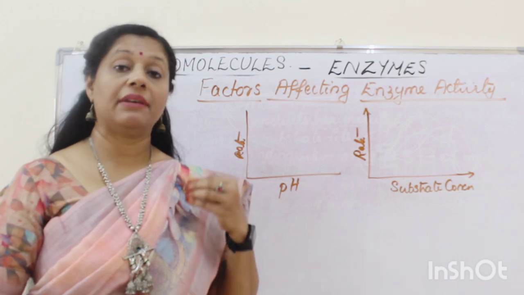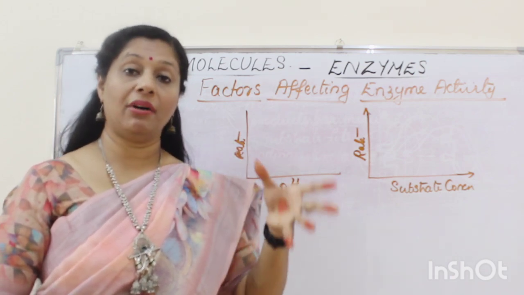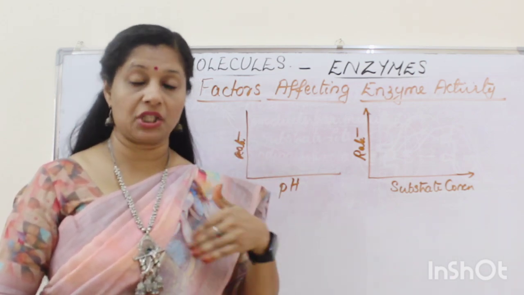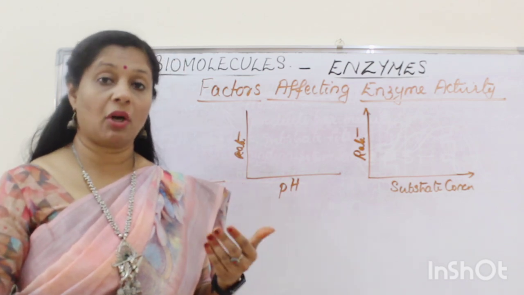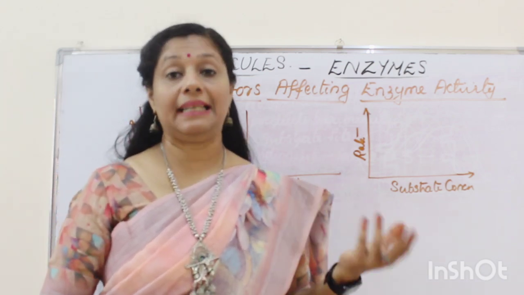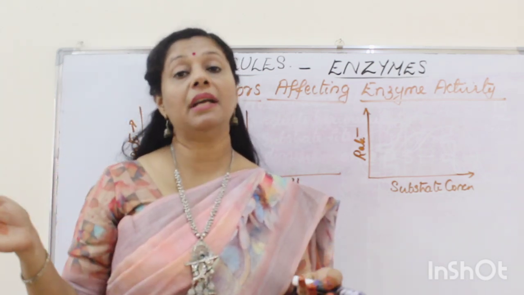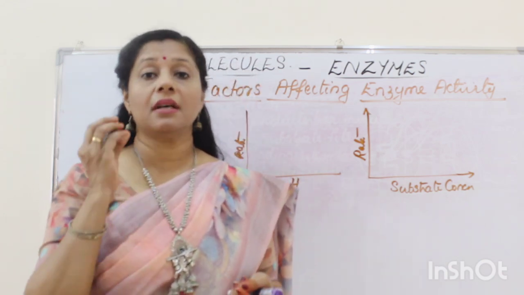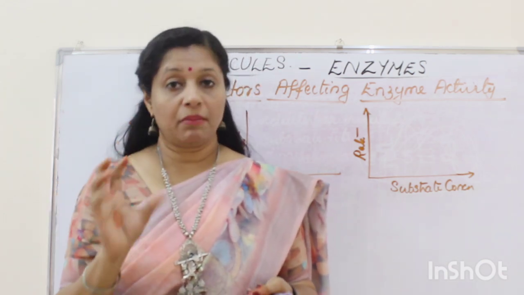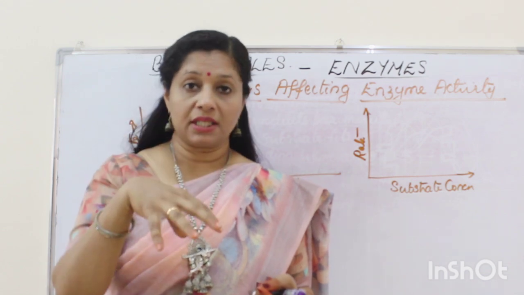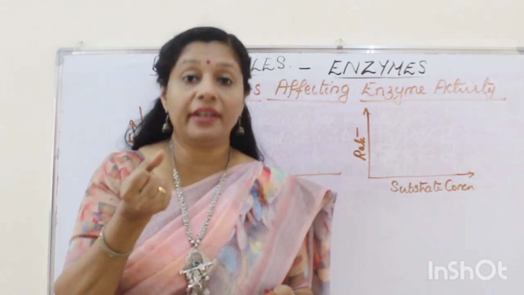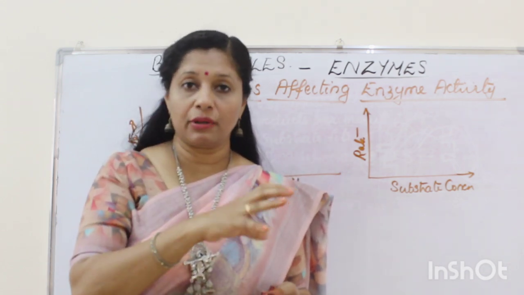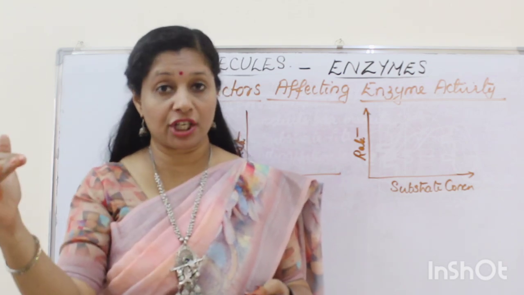How? If the temperature goes above 45 degrees in normal conditions like ours, the enzyme gets denatured because its structure will be disrupted. The typical example of denaturation we can remember is the egg. Egg white is albumin protein. As soon as we boil it or the temperature increases, it solidifies. Can you bring it back to the liquid form? No. This is called denaturation of the protein.